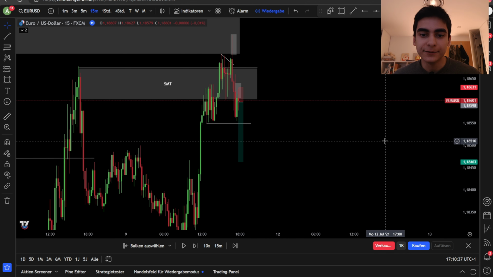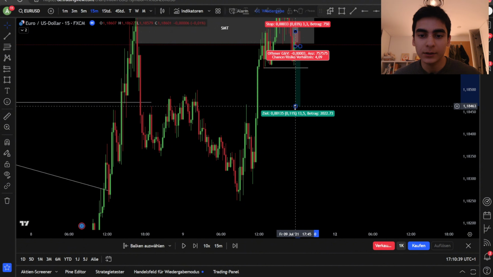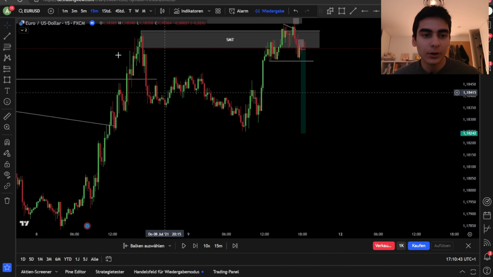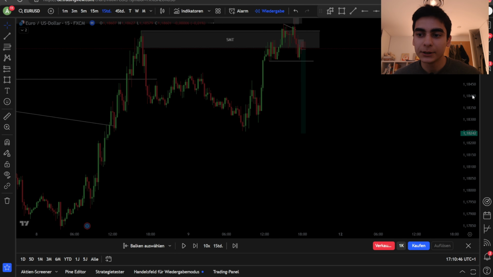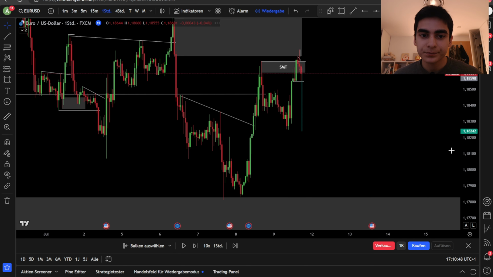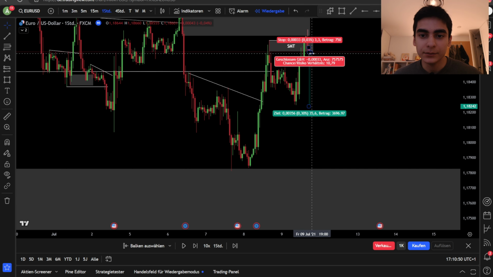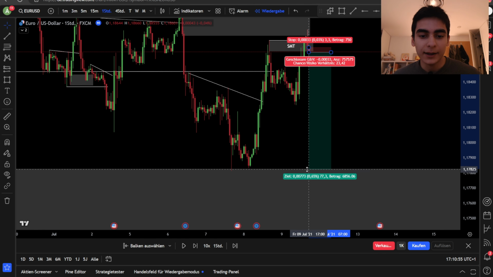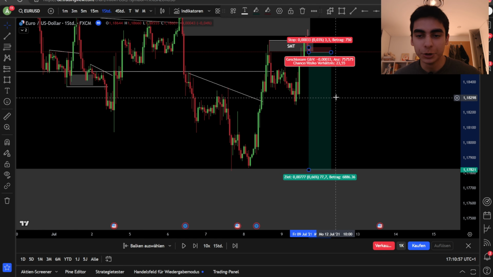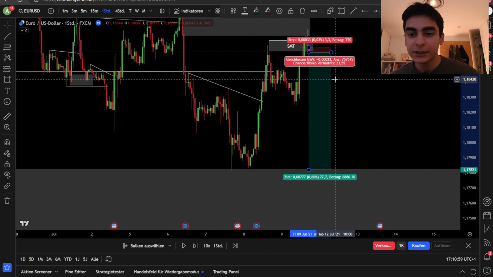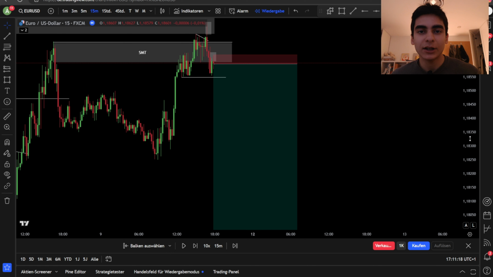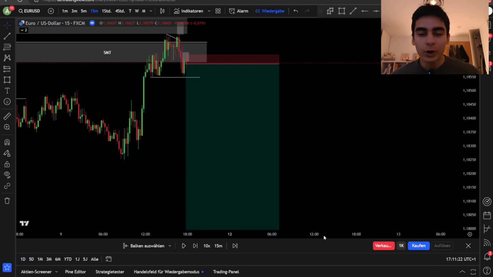and aim basically for a new swing low. You can do it to this swing low, or if you are completely bearish, just aim for a new high time frame low, which means huge risk reward. You can see 23 risk reward, which is insane. These types of setups have huge risk reward, but are also risky.